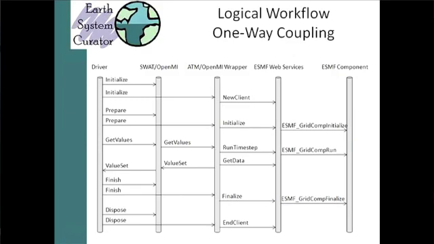So we start getting into how the actual system flows. This is a collaboration diagram or sequence diagram to show the logical flow between the major software components of the system. There's basically 5 main steps in the flow: initialize, prepare, then there's the time stepping, which is the running, the finish, and dispose. So in the initialize phase, the driver initializes each of the models.